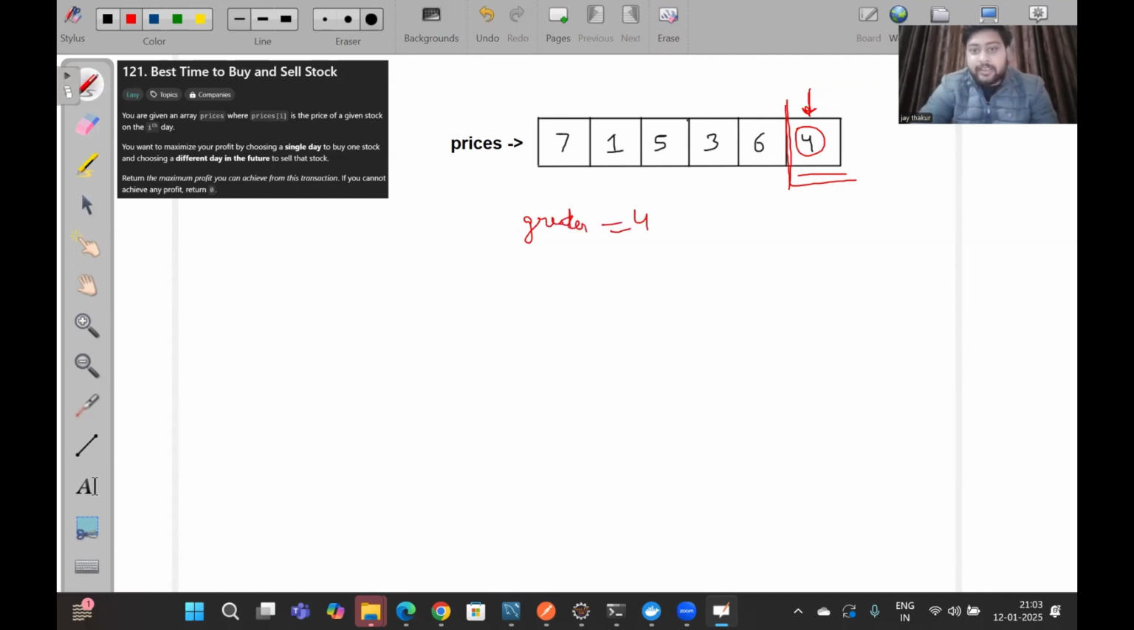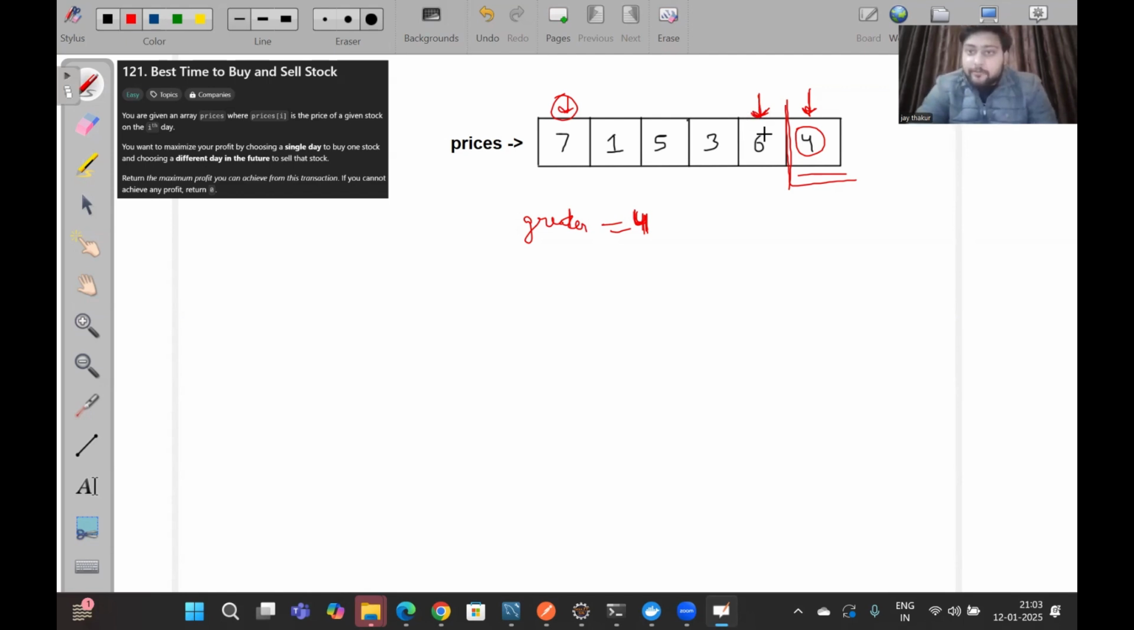So here the greater element is equal to 4. Now we will start traversing back from the second last position, and we will go till the 0th index, from here to here. Okay, so let's start traversing back from this position.